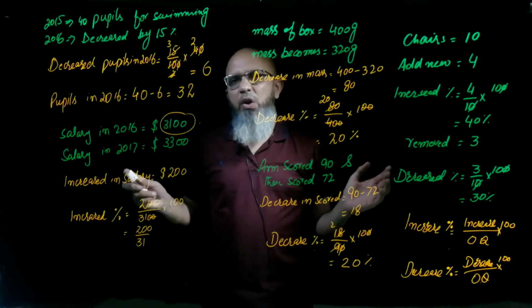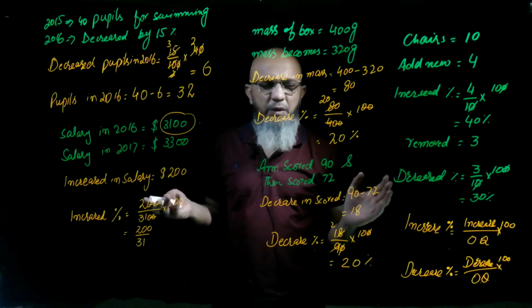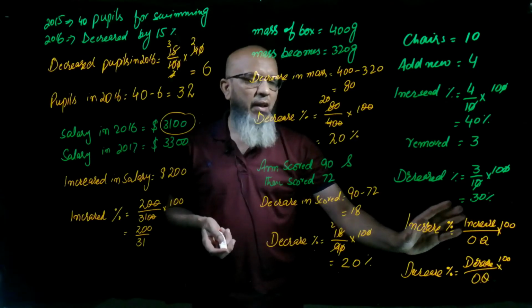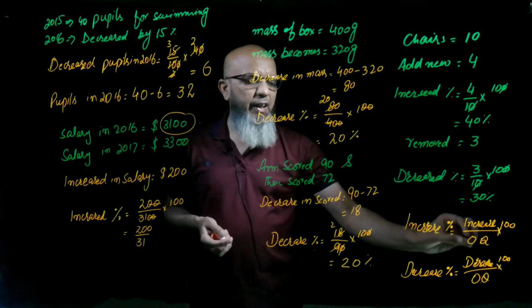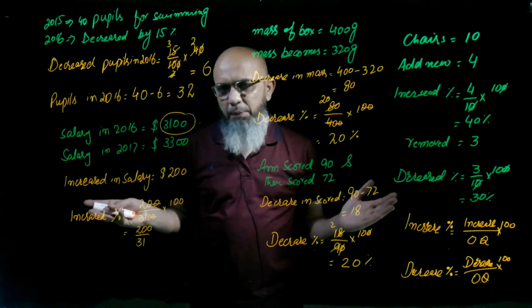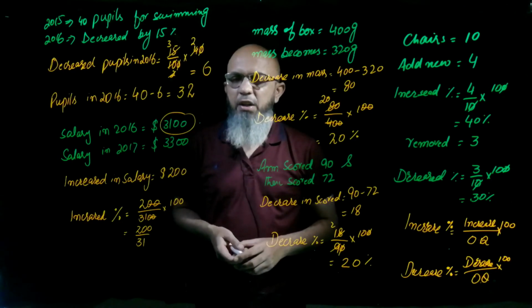So in this way you can solve increase or decrease questions with the help of 2 simple formulas. If you are going to find the increase percentage, simply increased value over original amount multiplied by 100, and if you are going to find the decrease percentage, simply decreased value over original amount into 100.